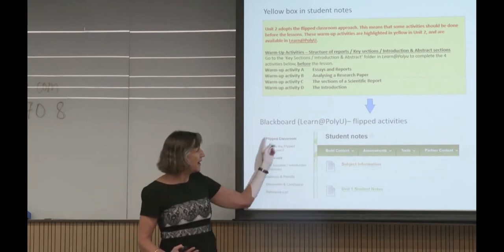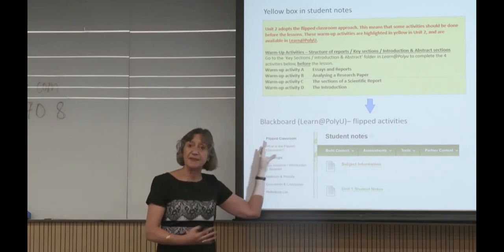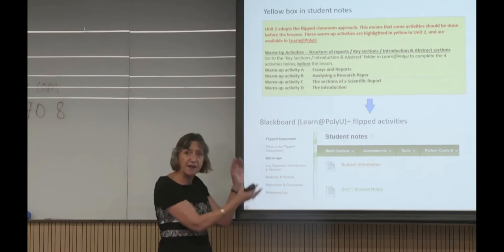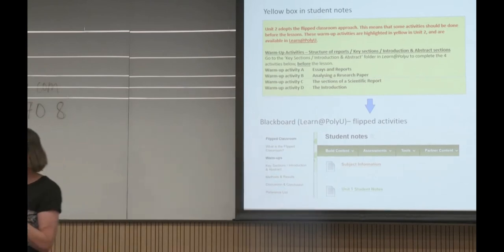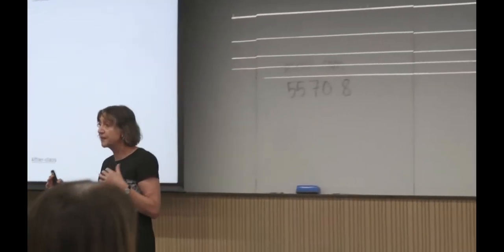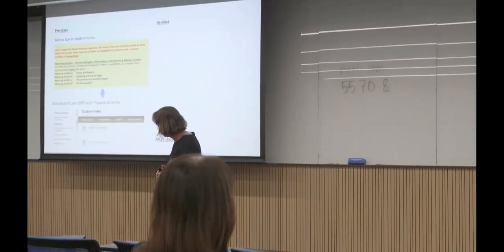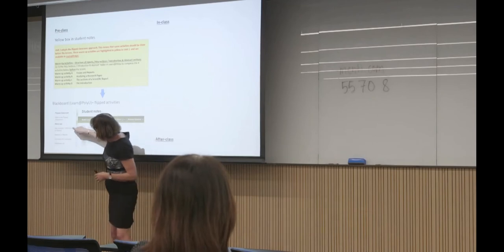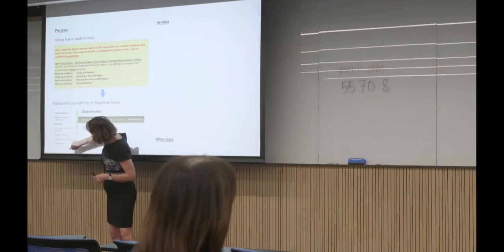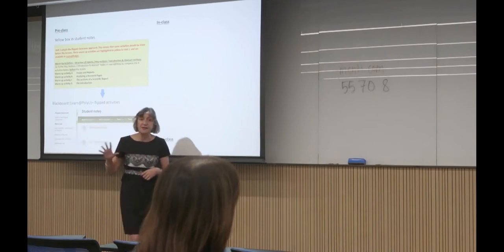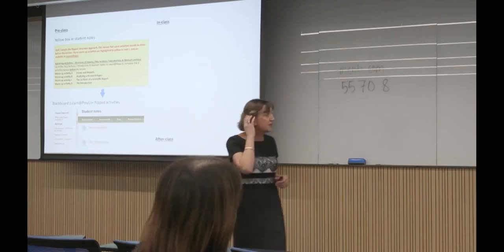So Johanna included a nice little section explaining to the students what a flipped class is, which we can also show them at the beginning of the course. And then there's their 4 weeks. So this is week 3, 4, 5, 6. Those are the activities that they need to do.